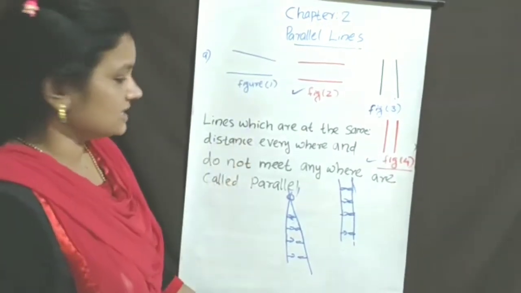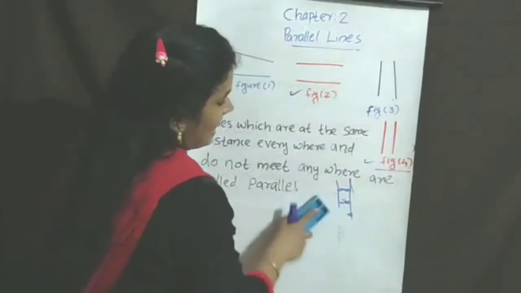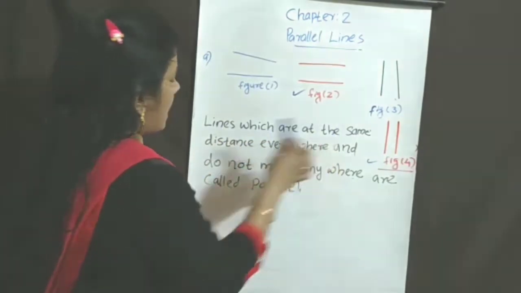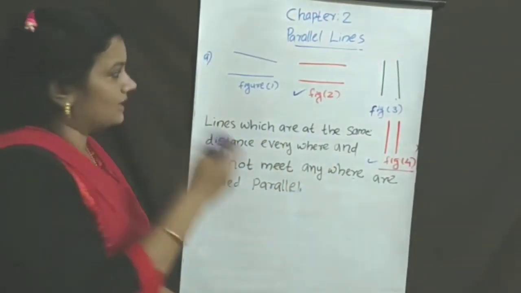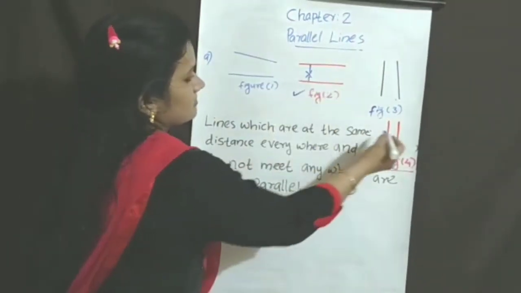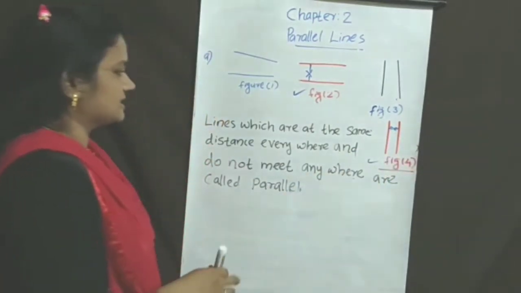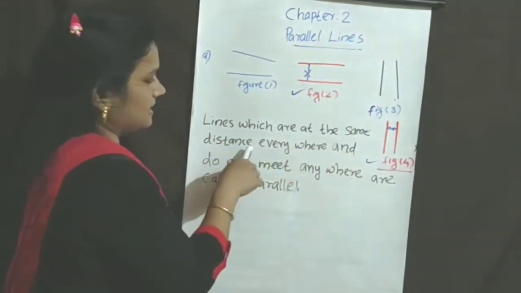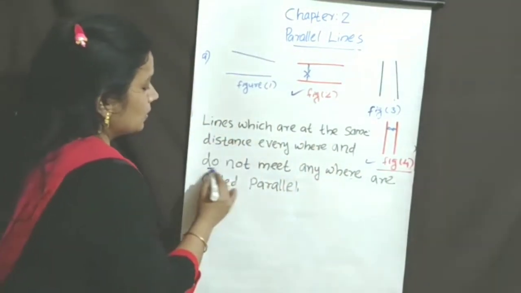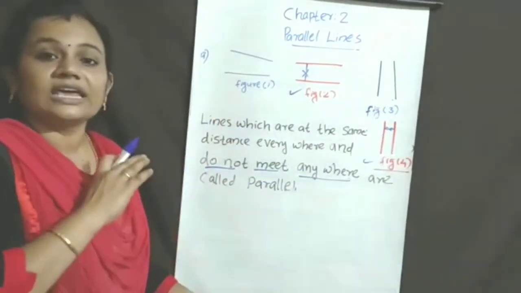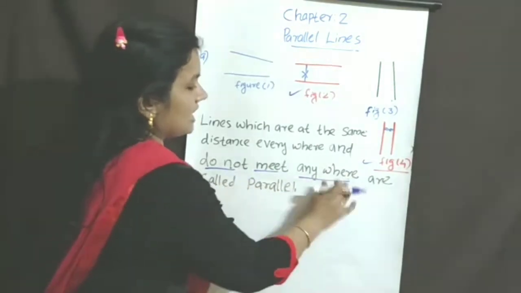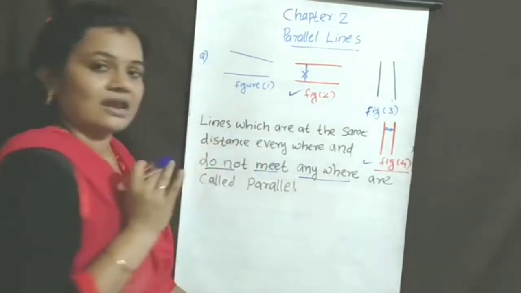The definition is there. What are parallel lines? Listen, the lines which are at the same distance, as we already discussed, everywhere, and do not meet anywhere. These two lines will never meet. Lines that do not meet anywhere are called parallel.